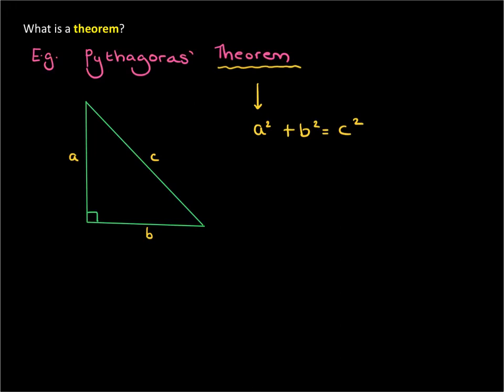So a theorem is a statement that we know to be true, which, when we're working in maths, we can use as a rule. In fact, there is a way of proving that Pythagoras' theorem is true for all right-angled triangles, and you will study that in more detail in Year 11.